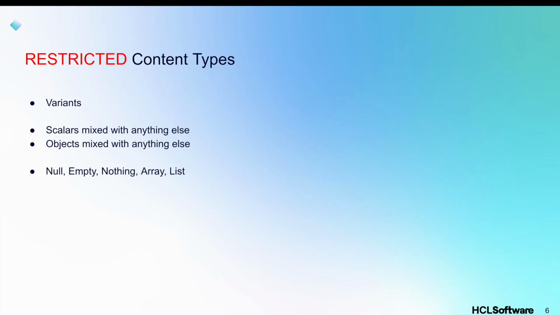Objects mixed with anything else are not allowed. Meaning, if I have scalars, they all have to be scalar. If I have an object, they all have to be objects. That's critically important. We do not allow null, empty, nothing, an array, or a list. Why? Because it makes creating these base level classes very complicated.